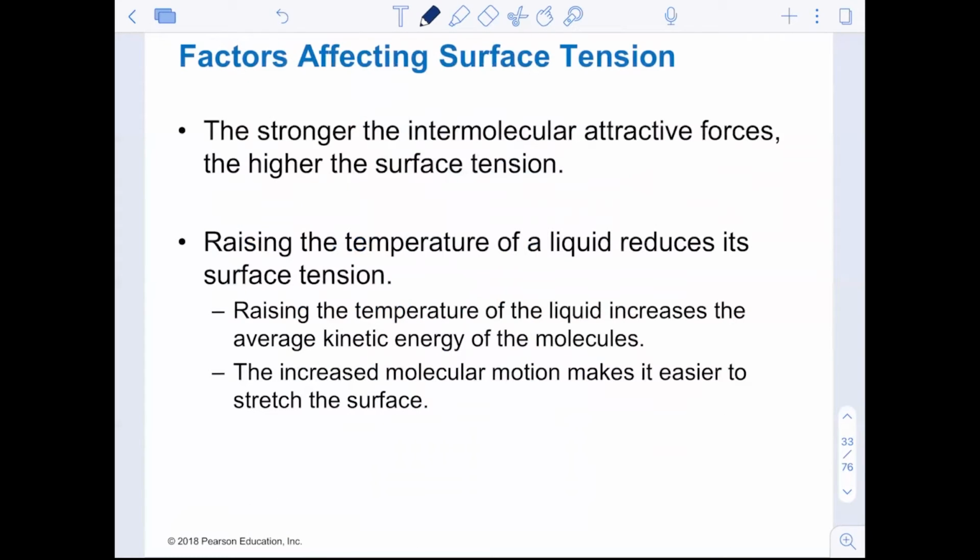Factors affecting the surface tension: the stronger the intermolecular forces, the higher the surface tension. Raising the temperature of a liquid will reduce its surface tension because you're providing energy to overcome that surface area, all right? You're increasing the temperature, you're increasing the kinetic energy, right? We know these two are proportional. That means the molecules are moving faster, which makes it easier for them to stretch and separate and overcome the intermolecular forces that hold them together.